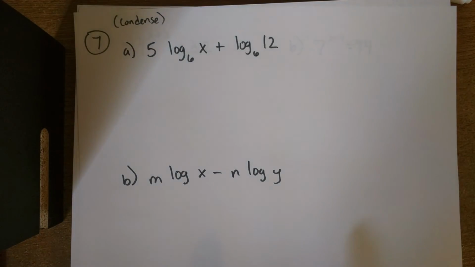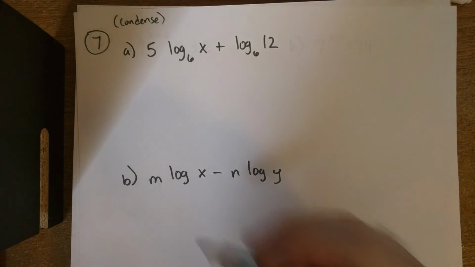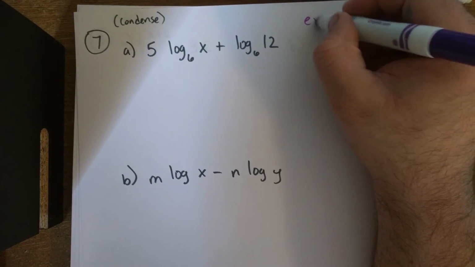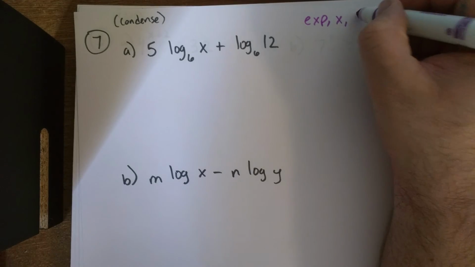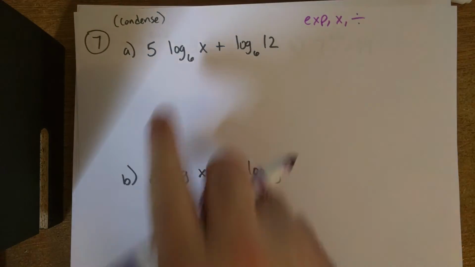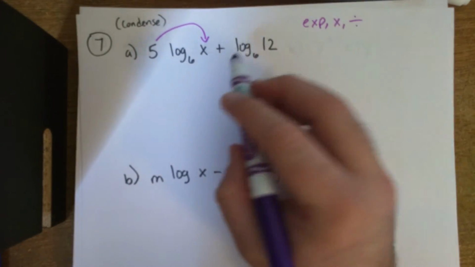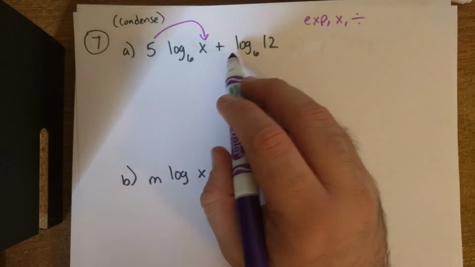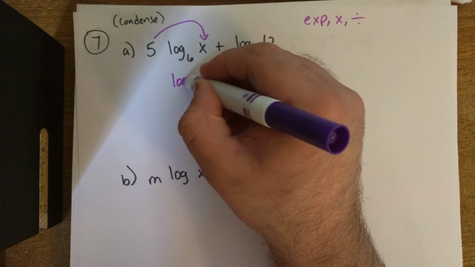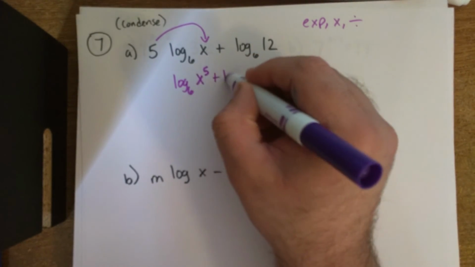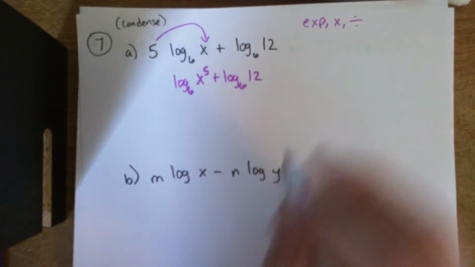All right, we're going to condense here. So we're just going the other way. Instead of going division, multiplication, exponent, we're going to do exponents, multiplication, then division. So in part A, I see the 5 can become the power of the x. I don't have a number here, so I don't need to move anything here. So my first step says log base 6 of x to the 5th plus log base 6 of 12.